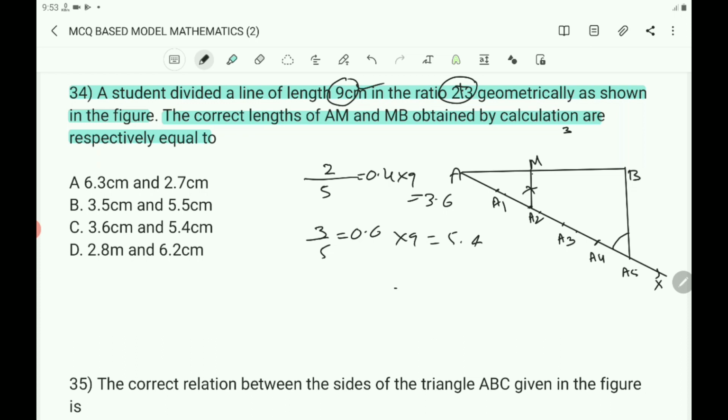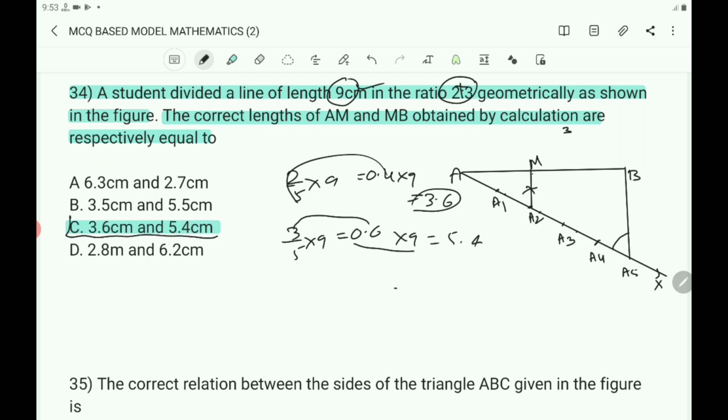So that is, you can take here 2 by 5 of 9, 3 by 5 of 9. 2 by 5 is 0.4 into 9 is 3.6. 3 by 5 is 0.6. So 0.6 into 9 is 5.4. So what is the answer here? The answer is 3.6, 5.4.